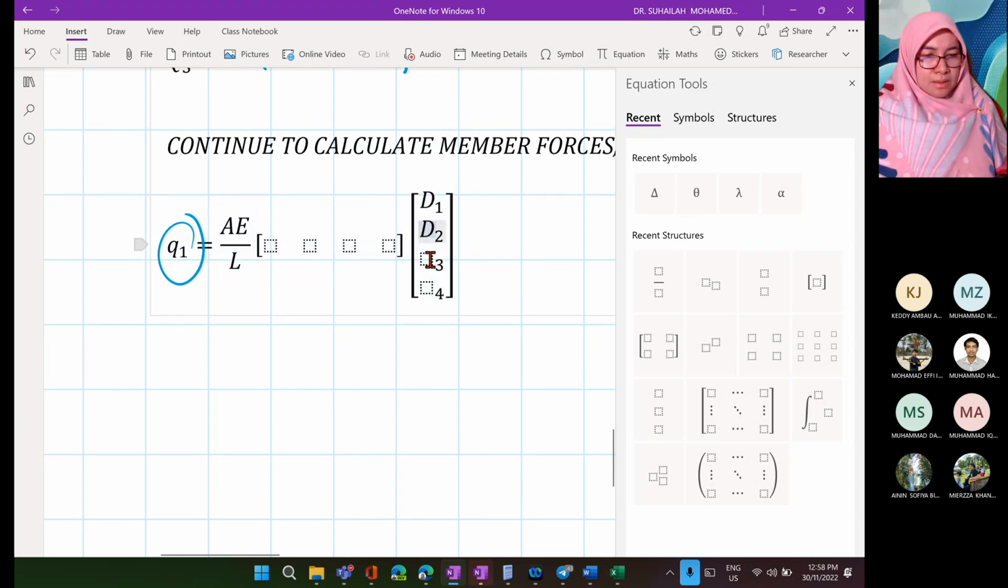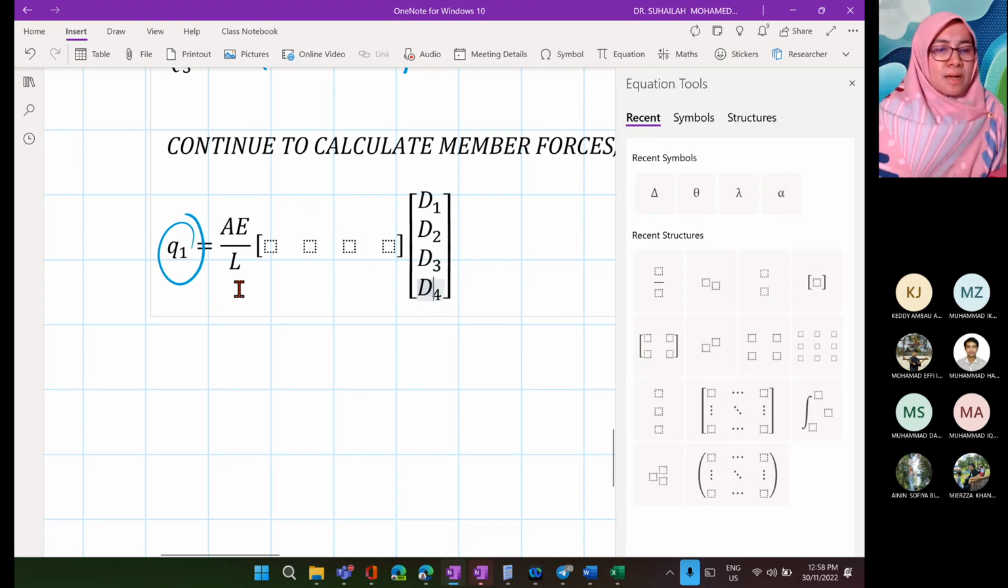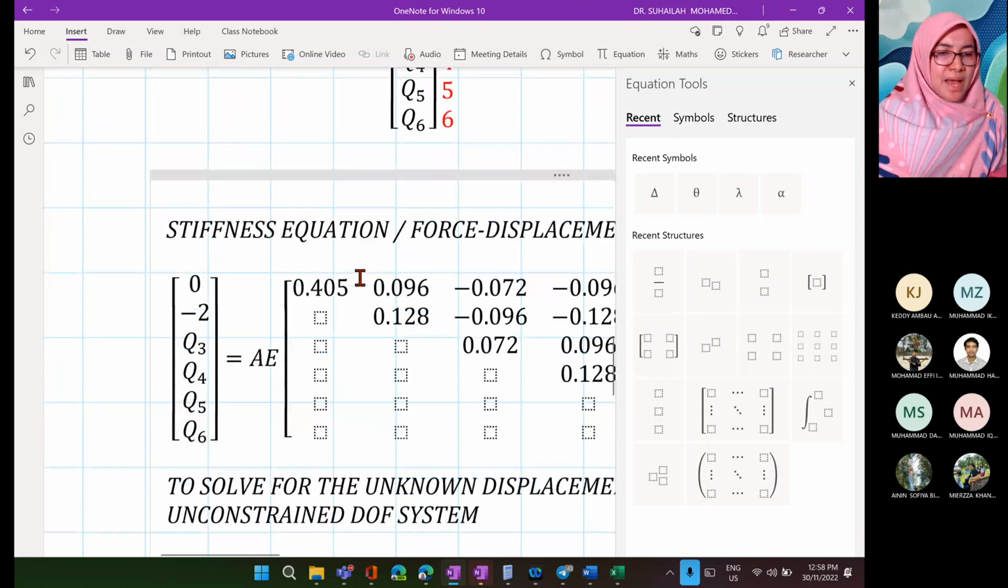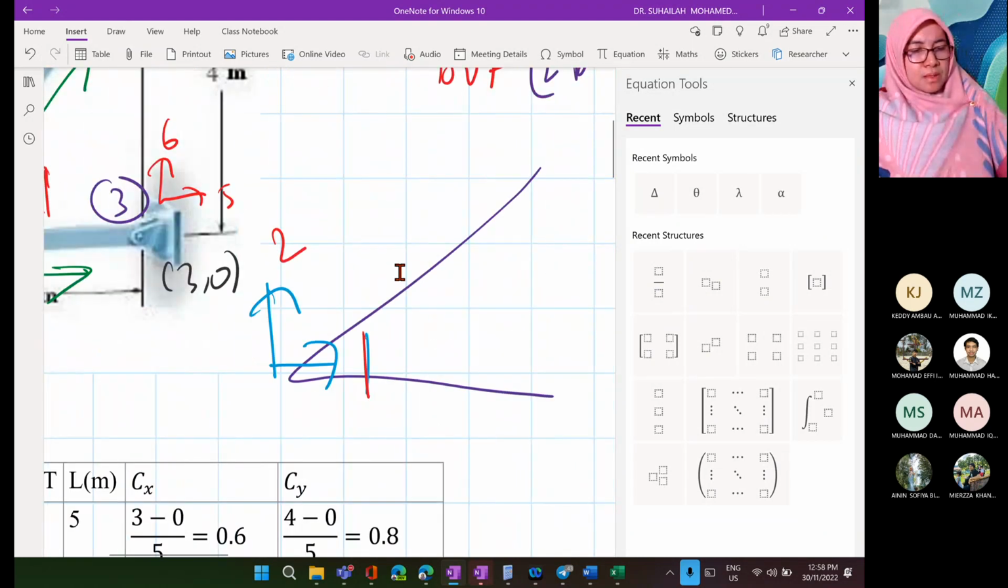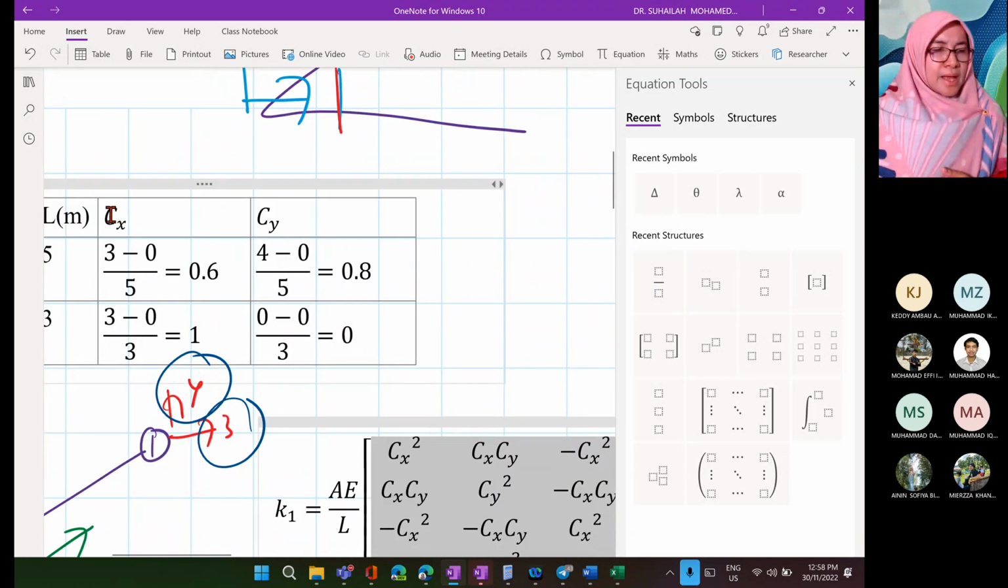For K1, we have 1, 2, 3, 4. Okay, so this is D. This is formula lah. Okay, and we have CX and CY. No need this one. CX and CY.